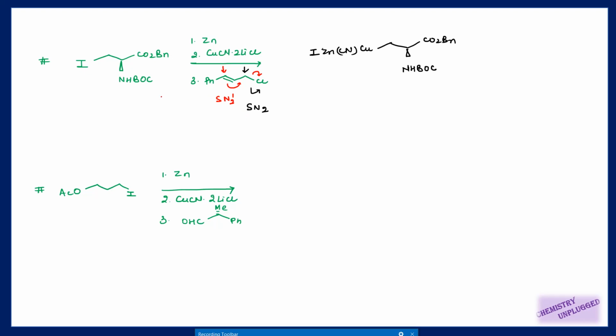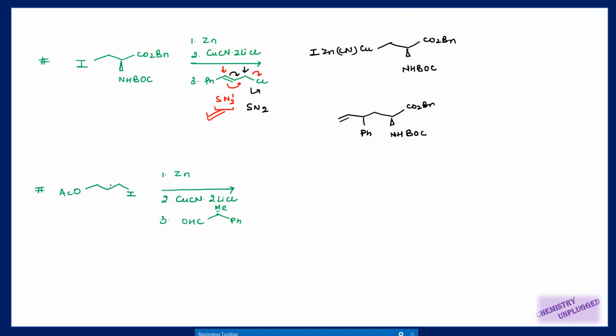So remember that when you are using organozinc compounds and allyl halides, it will show SN2 prime mechanism, right? It will show SN2 prime mechanism. So it means when this carbon attacks this one, this bond will shift here and Cl will be removed, so we will get this product, right?